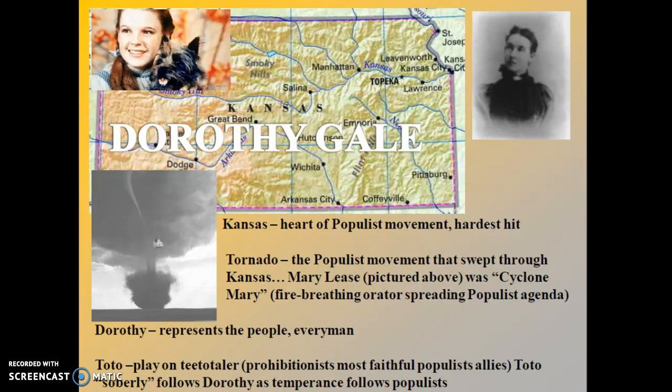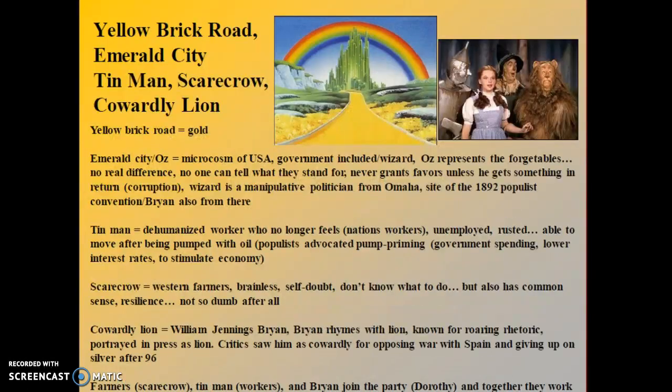So if you're curious, Dorothy Gale is from Kansas. Kansas is really the heart of the populist movement. Dorothy represents the everyman. Toto is a play on teetotaler. The prohibitionists were also strong allies of the populist movement. The Yellow Brick Road represents gold, and the Emerald City represents government, and the Emerald City being green. What's green? Money, right? The wizard is kind of manipulative.